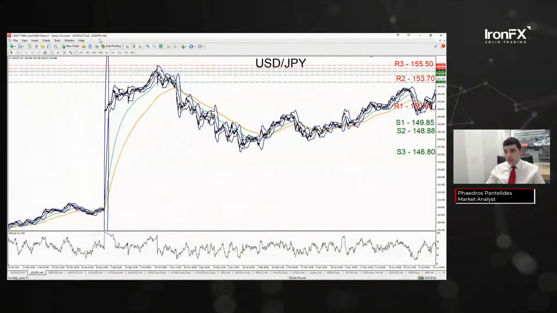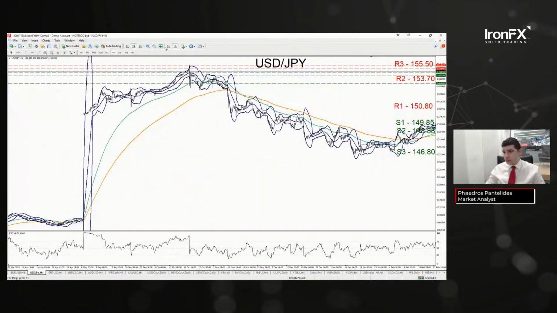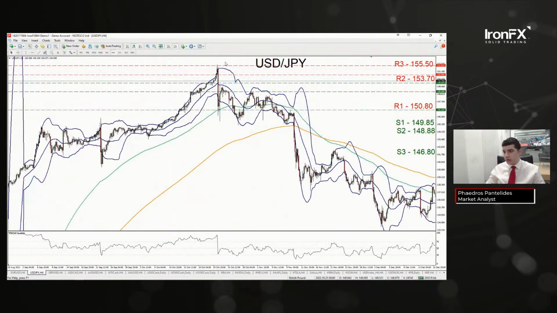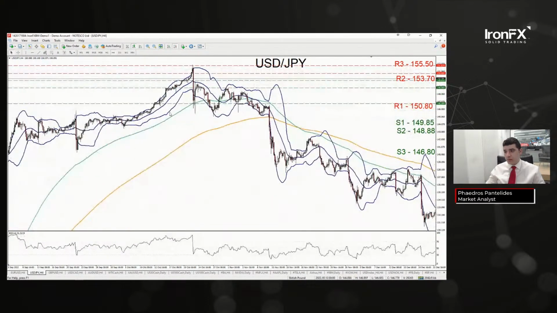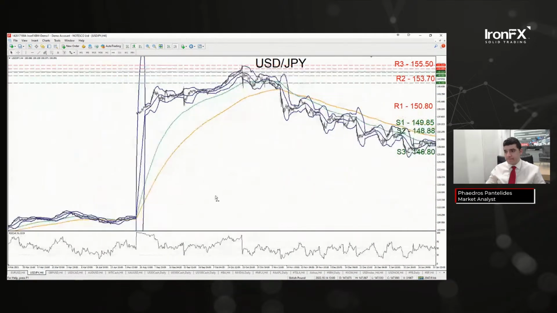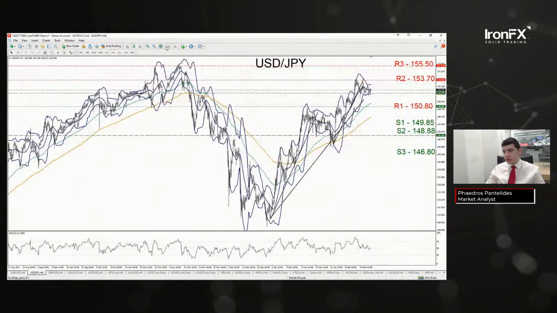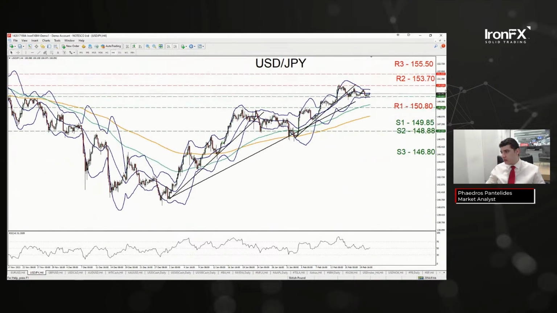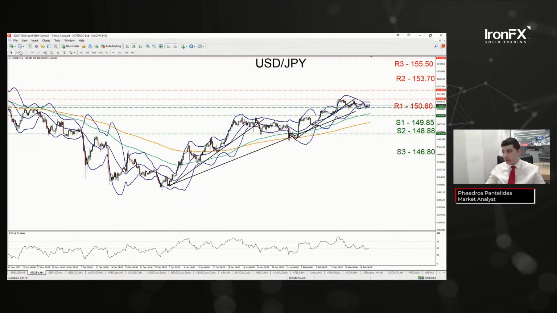But is R3 at a resistance level or not? Is R3 the all-time high? No, R3 is not the all-time high. So that's an extrapolated resistance level. That means I take the distance between S2 and S3 to keep my consistency the same. So, 194 pips. 194, 153.80. So that would be my R3.